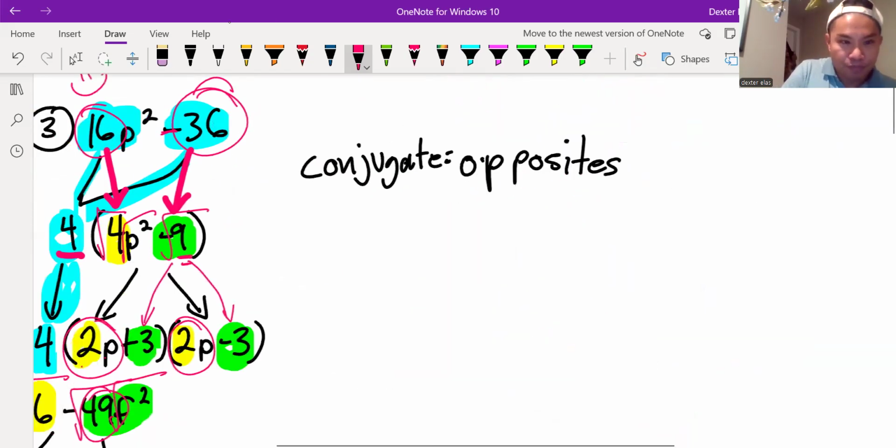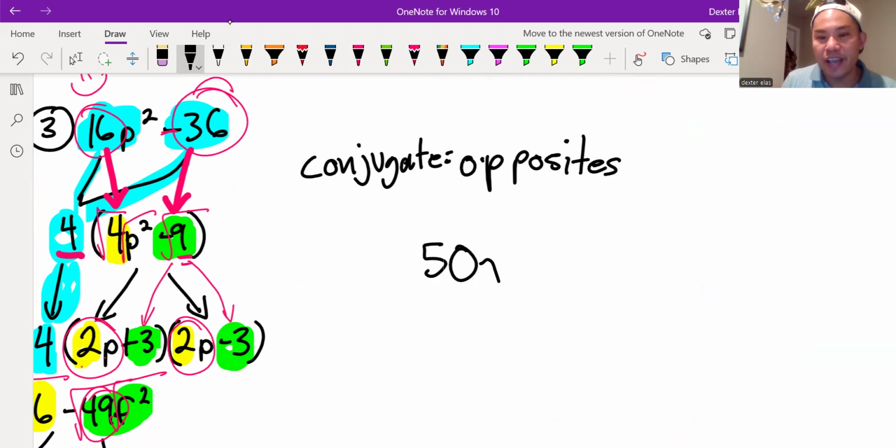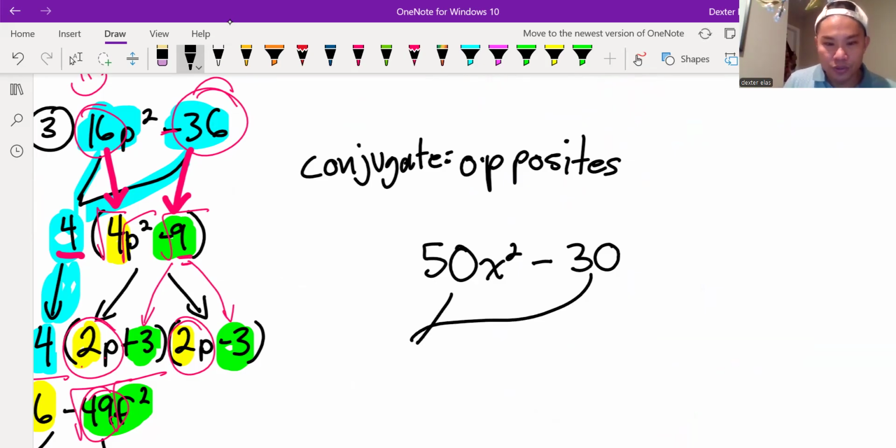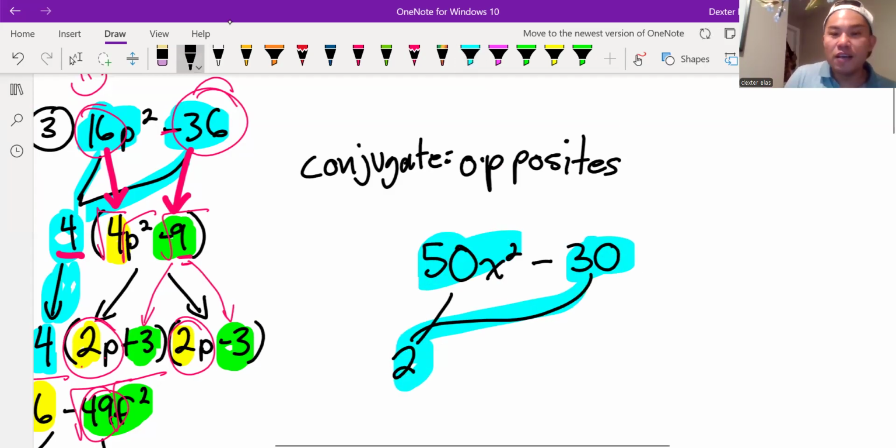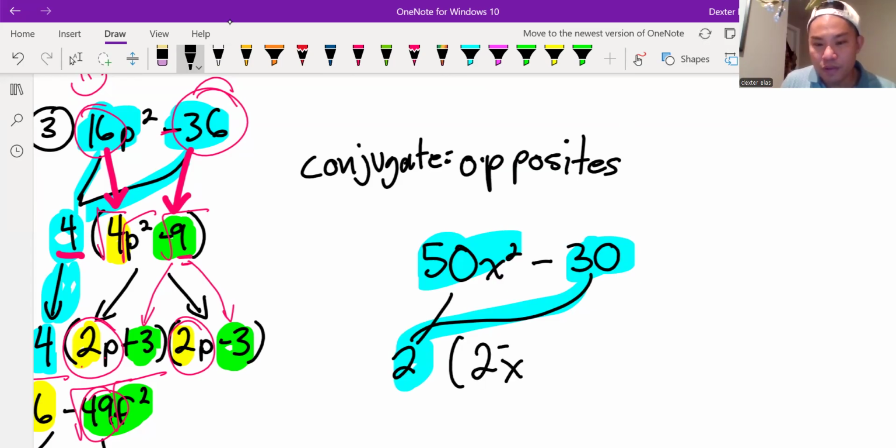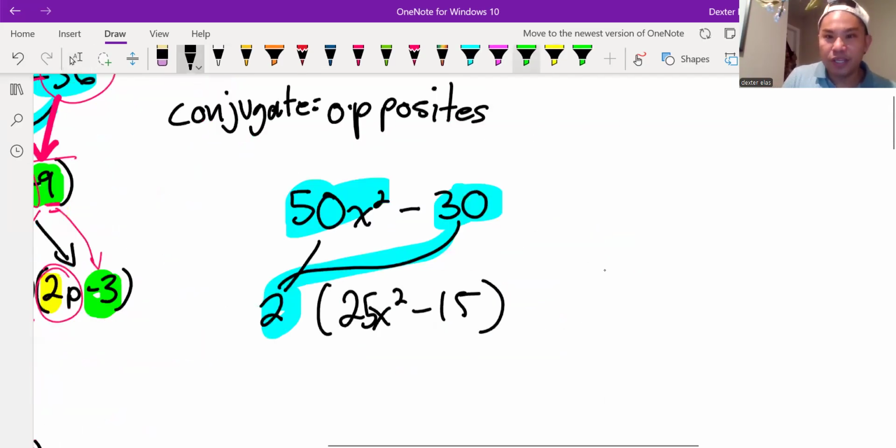So let's say you have something along the lines of, I don't know, 50x squared minus 30. And you factor out a 2, like so. What's left in the binomial is 25x squared minus 15. And you are done. Because if you see 25x squared, this is good to go. This is a square, and I could factor that out into 5x as the square root.